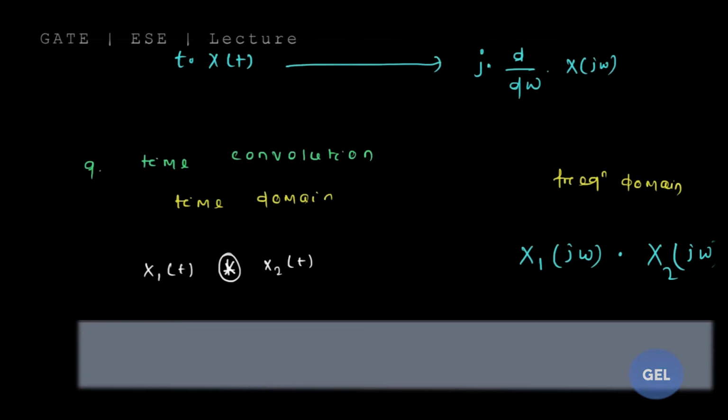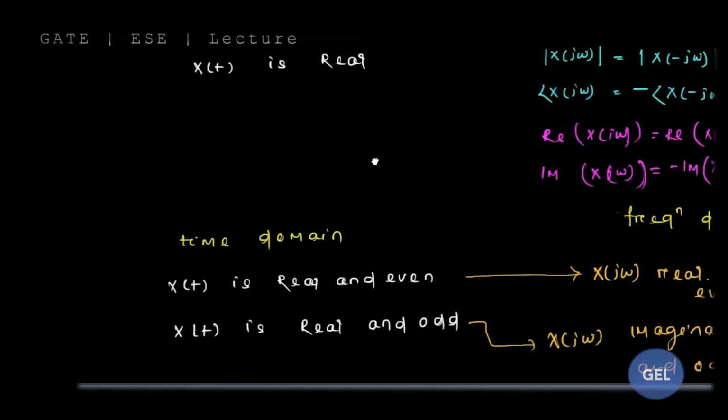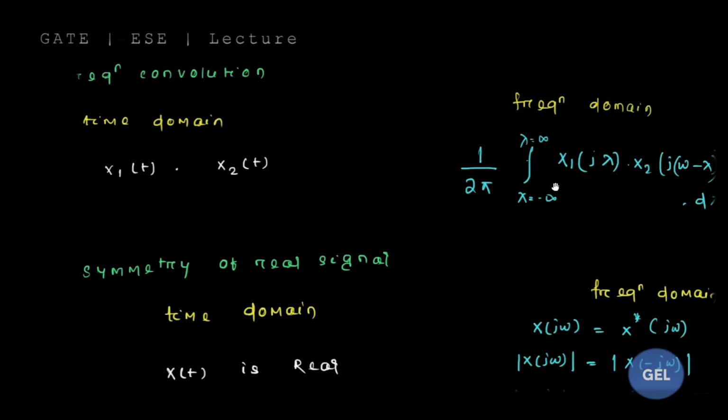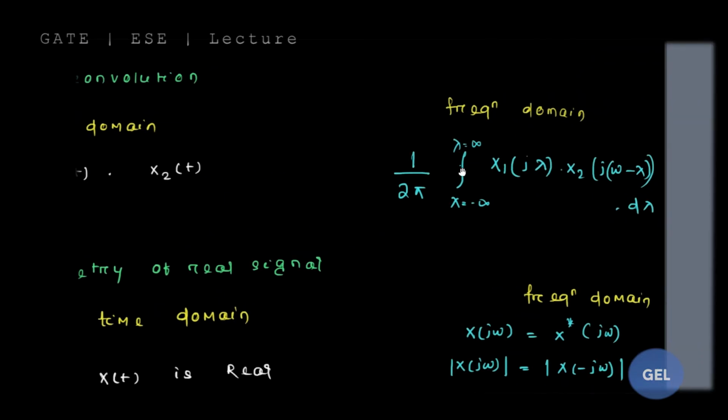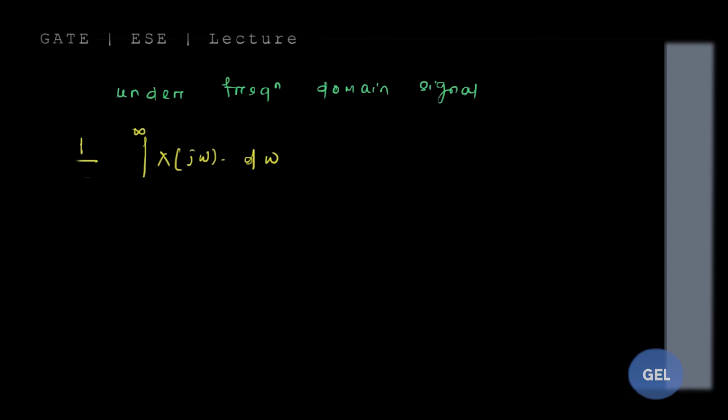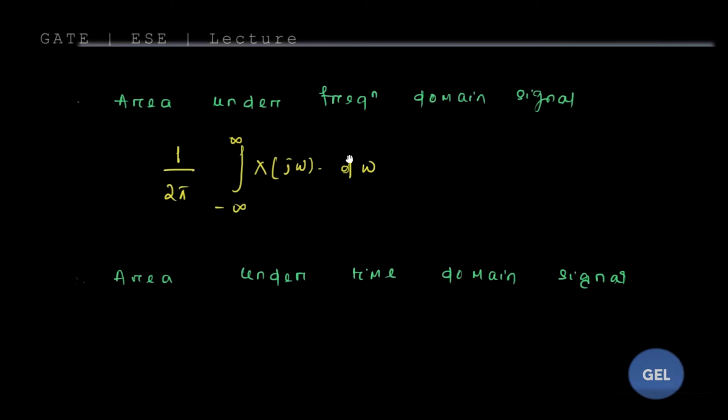You can see clearly that in convolution we also got an integration in the frequency domain. Whenever there is any integration happening in the frequency domain, please multiply by 1/2π. It's a shortcut, okay? It's a very bad shortcut. You can take it or you can skip it. That value will be nothing but x(0). So what is x(0)?